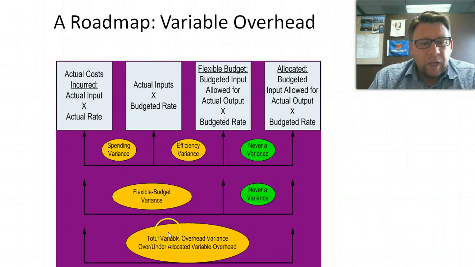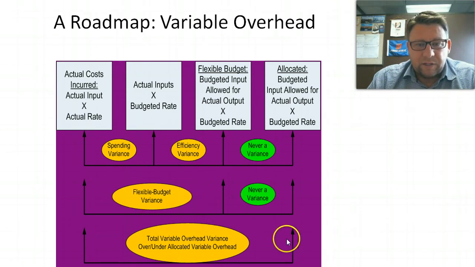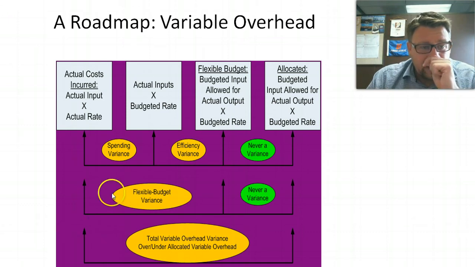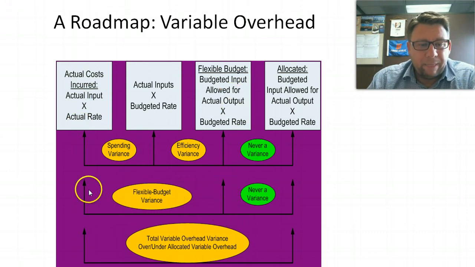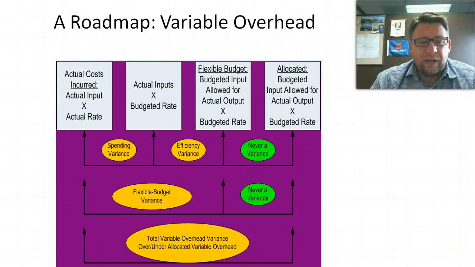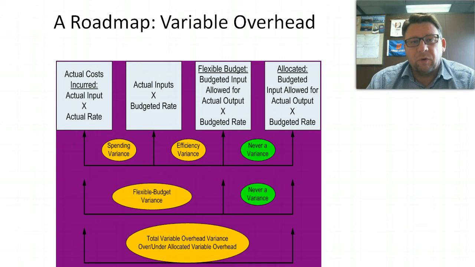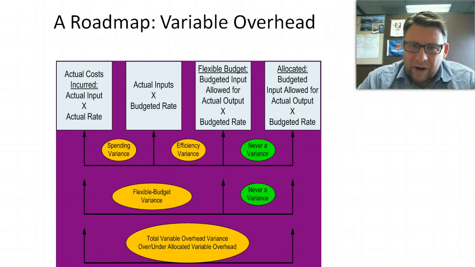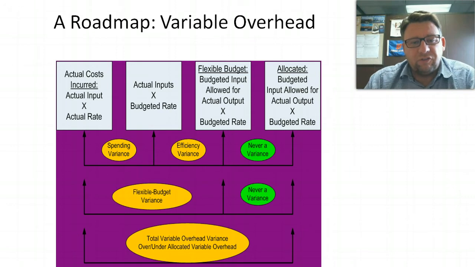So this section right here is our flexible budget variance. It's actually the same as this bigger piece. And again, it's the difference between the actual amount and the flexible budget amount. And as you can see, we're going to break that out into a spending variance and an efficiency variance. And that's very similar to what we did with the other direct costs, where we had spending or price variances and efficiency or usage variances.